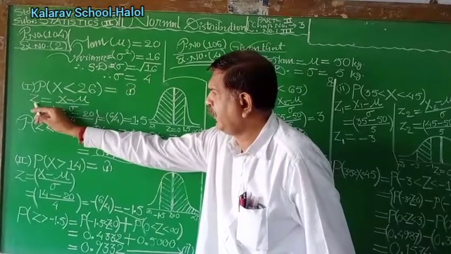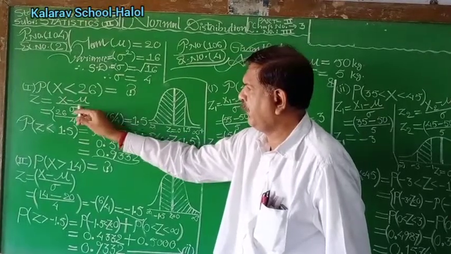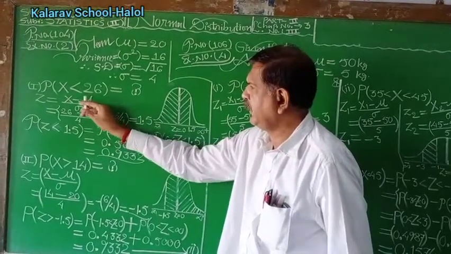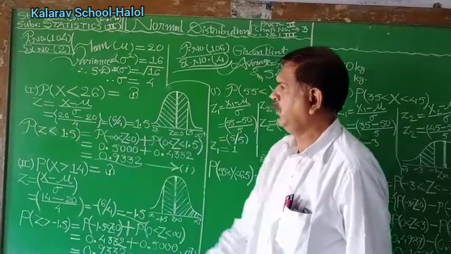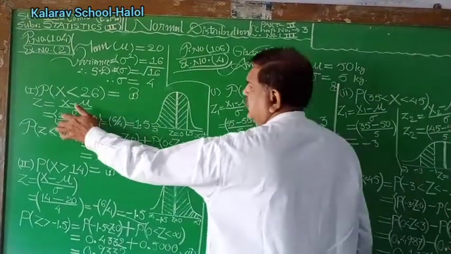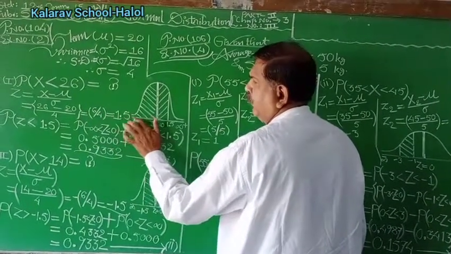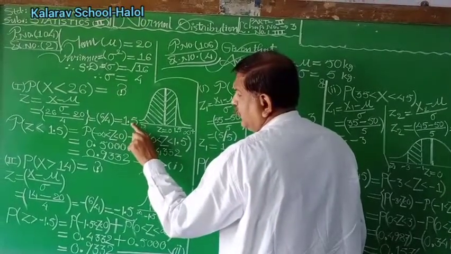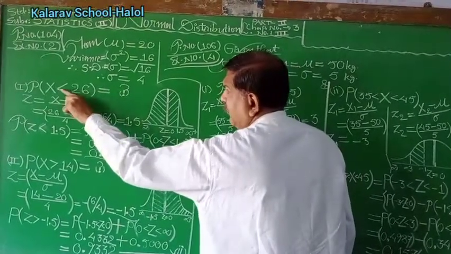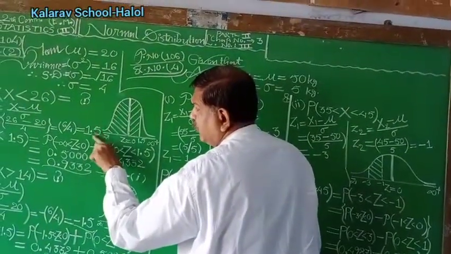X is the normal variate and Z is the standard normal variate. What is the formula for converting X into Z? Z equals X minus mu upon sigma. X means 26, mu means 20 and sigma means 4. Subtraction gives 6 by 4. 6 by 4 means 3 by 2, and 3 by 2 means 1.5. Less than means the area on the left side of this value. Less than means left hand side. The area on the left hand side of this value.